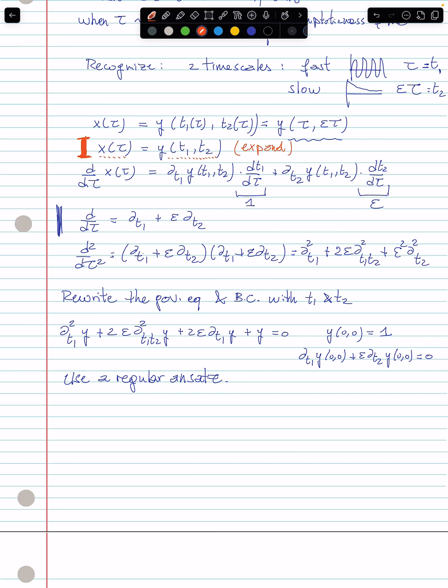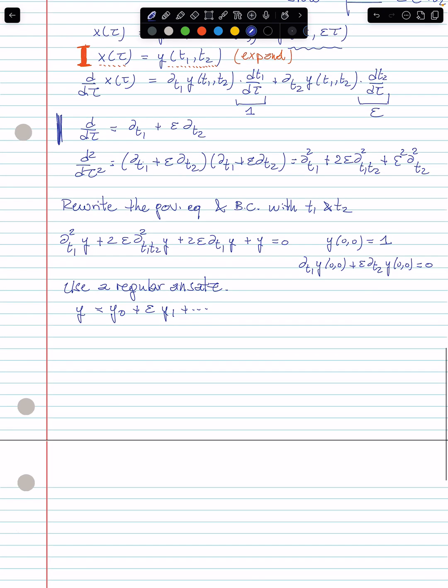And so it means that there will be some freedom later that we can exploit in order to compensate the fact that we decided to expand at a certain time. All right, so I'm going to use a regular ansatz, then, just as we usually do, just say that y is y0 plus epsilon y1 and so forth.